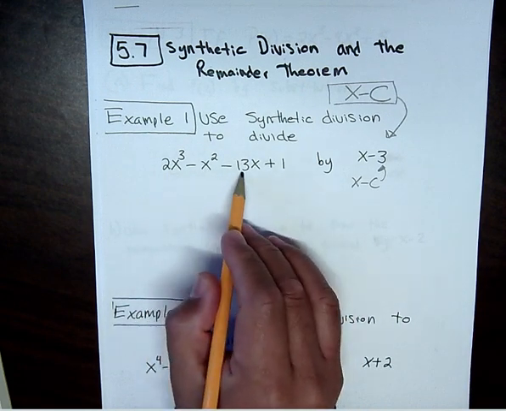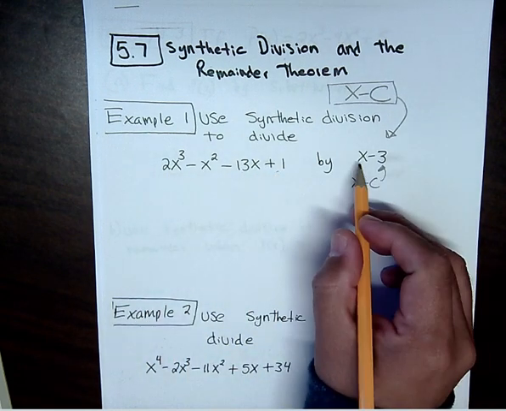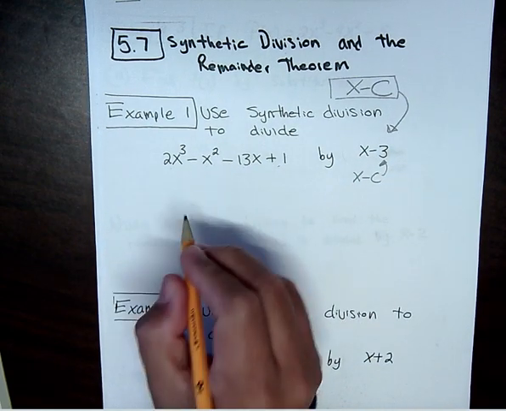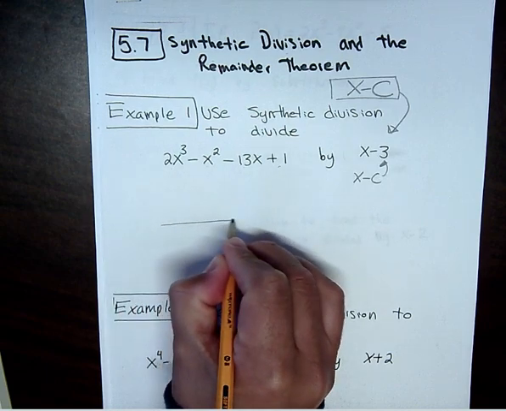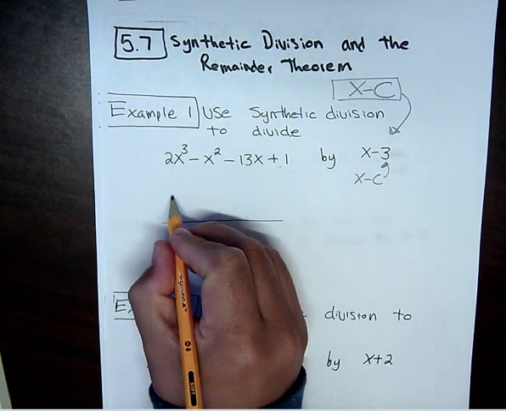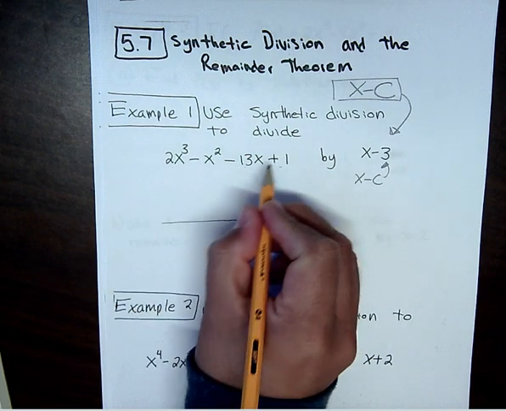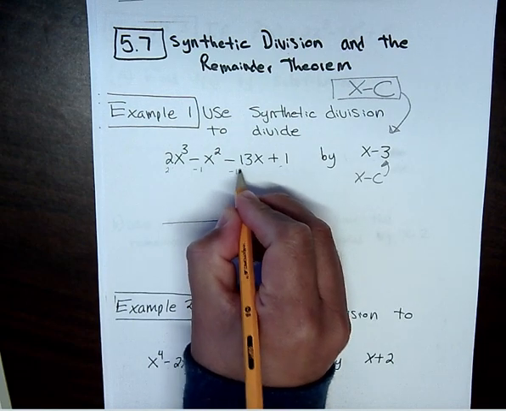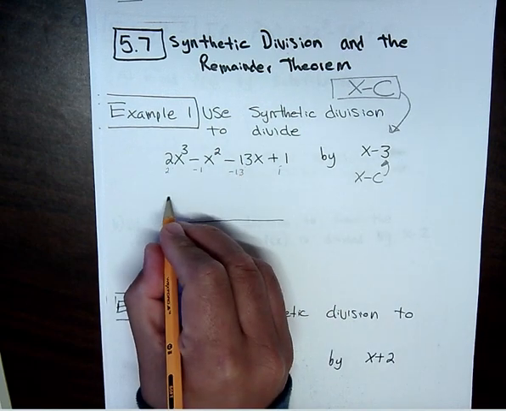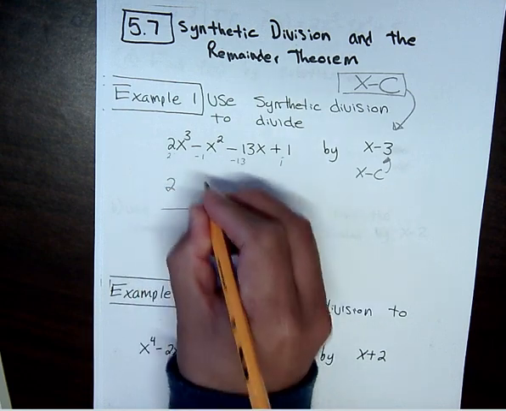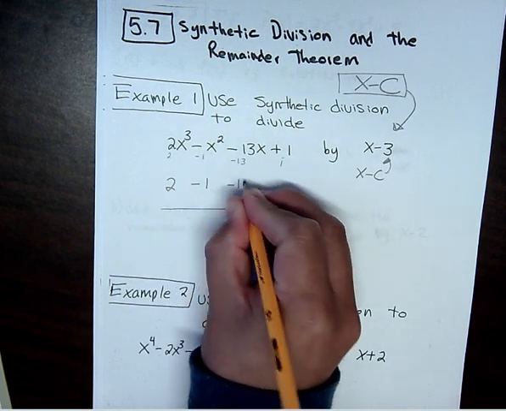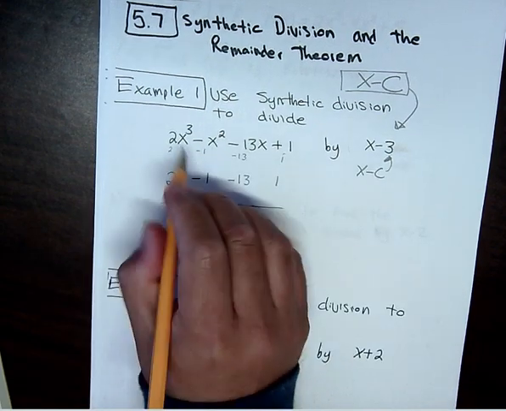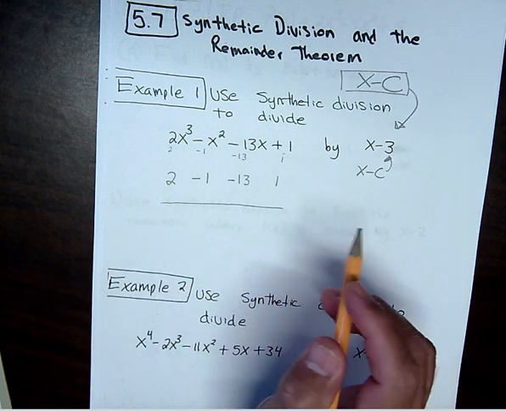So they're giving you this polynomial and they want you to divide by this. In this type of question, this is what you're gonna do. You're gonna draw a line like that, and then here you're gonna put the coefficients of this polynomial. So the coefficients are 2, -1, -13, and +1. So that's the first step. Coefficients of the polynomial, you're gonna put in like that here.